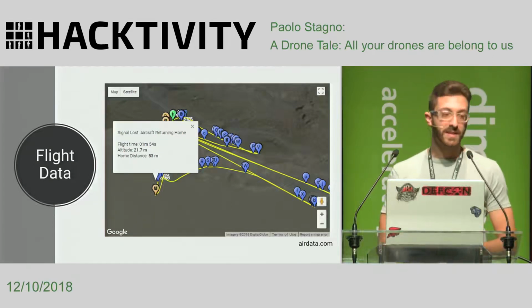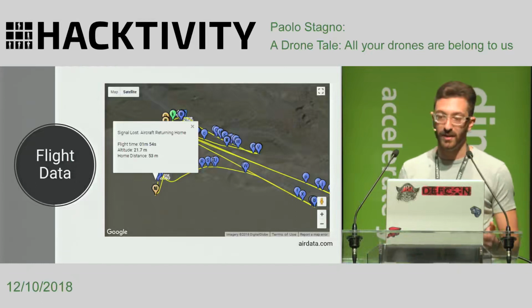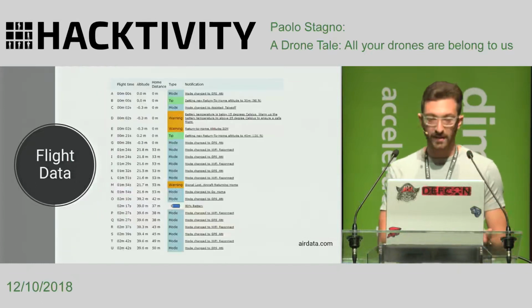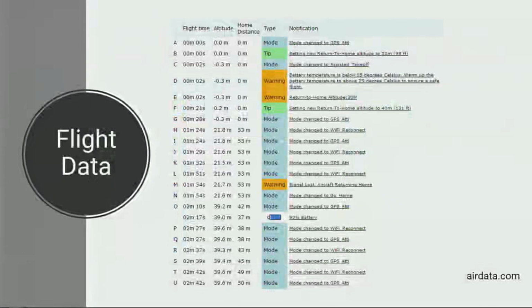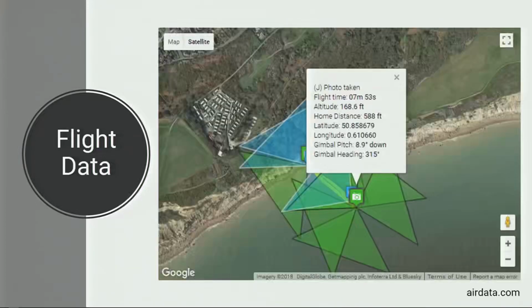So in this specific example, I'm showing you the event of a signal lost, but we can recover a list of all the occurred events in a given time frame. And for every event, we can also recover the altitude of the drone and the distance from the home point.